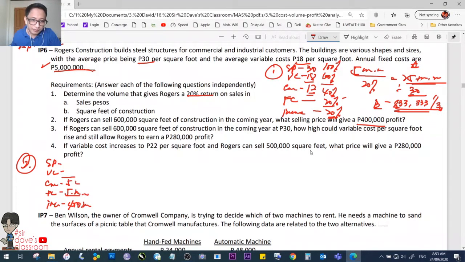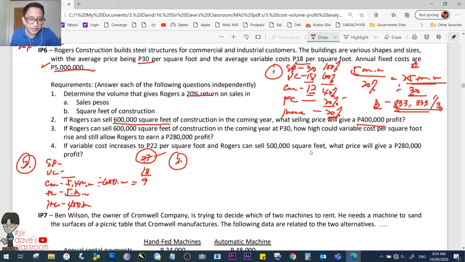Therefore, this one would be 5 million for 100,000. Divide this by the number of units. In number 2, gusto niya 600,000 units in square foot. So, 600,000. This one would be 9. Okay? Ano nga ba tinatanong sa number 2? What selling price? 9 is contribution margin. So, meron ka bang variable cost? May sinabi bang binago yung variable cost? Hindi, wala. So, 18. Add back mo lang, 27. Final answer in number 2, 27 pesos.